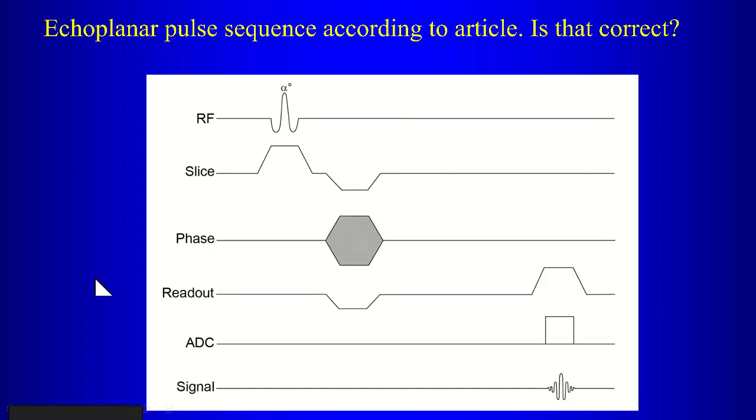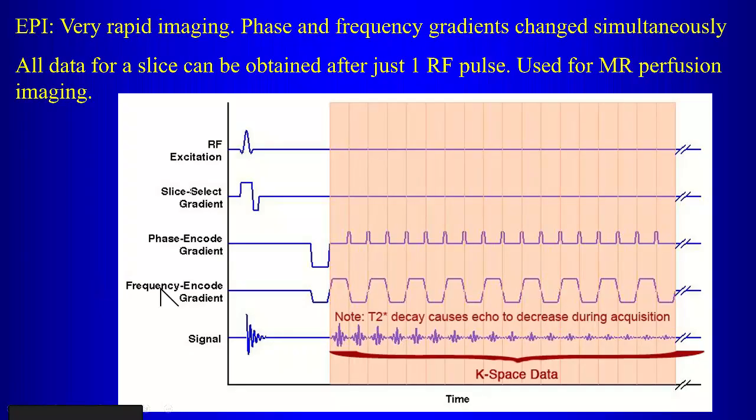An echoplanar sequence, what is an echoplanar sequence? These are very rapid imaging. They will change the phase encode and the read encode gradient at the same time and acquire all this information very quickly, so these are very rapid imaging sequences. These echoplanar imaging sequences are used for perfusion imaging. If we're doing cardiac MR, we will use these for perfusion imaging. All of the data for one slice can be obtained after just one radio frequency pulse. So it acquires the information very rapidly.